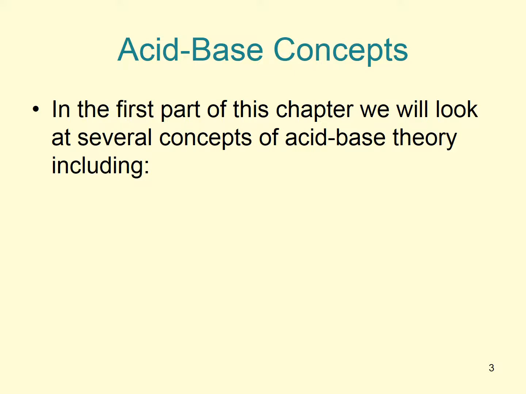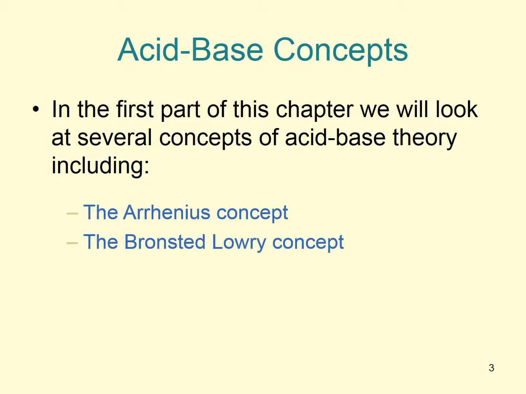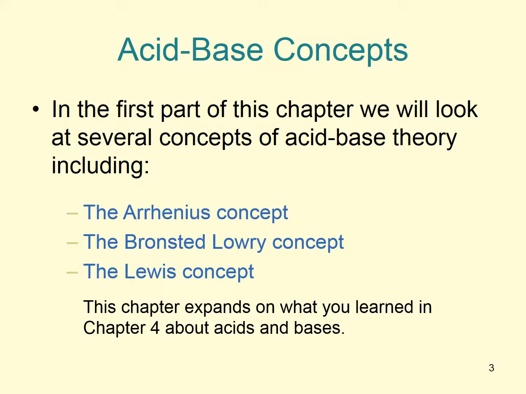All right, so the first part of this chapter, we're going to look at theory of acids and bases. The first one we're going to look at is called the Arrhenius theory, which is the most basic. The Bronsted-Lowry concept takes the Arrhenius theory just a little step further. It's a little more useful and expansive. The Bronsted-Lowry is the one we're going to focus on the most in this class. And then we'll briefly talk about what the Lewis acid-base theory or concept is. Like I said, this will expand what you learned about in chapter 4.